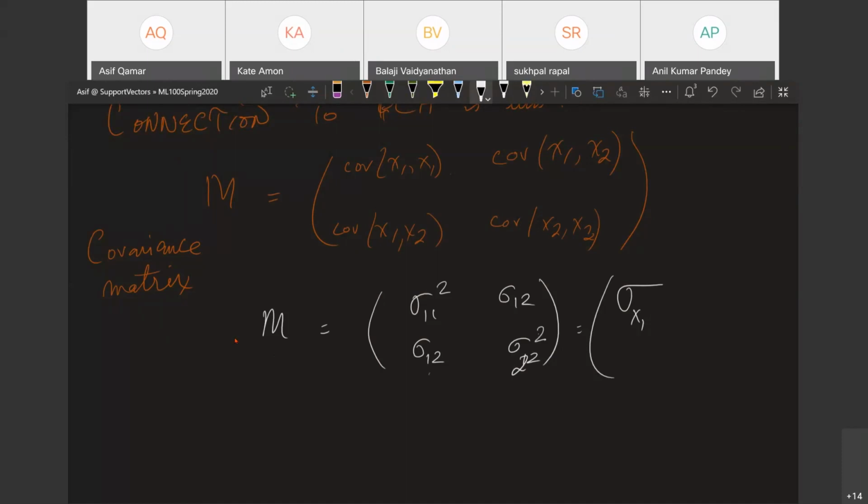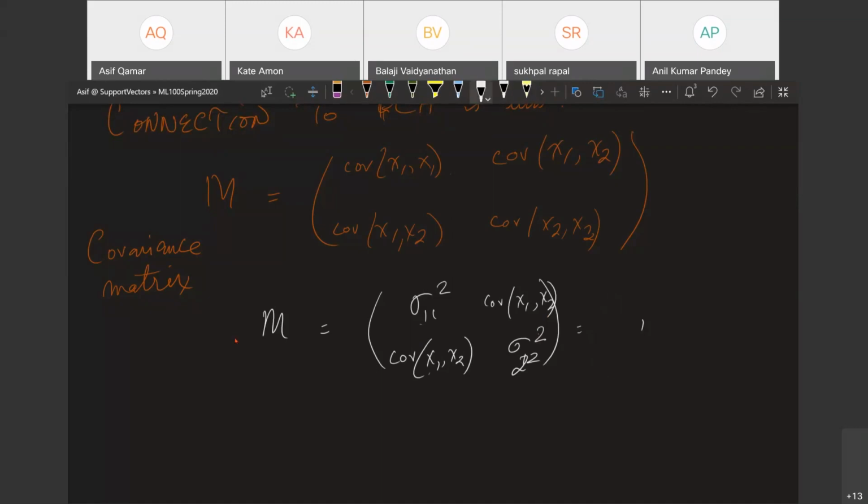Actually, how should I write it? Let me not use the word sigma. Sometimes people do that. Okay, let me just write it as covariance x1, x2, and covariance x1, x2. Why? If you remember, covariance of a thing to itself is nothing but the variance, which is sigma squared, right? So I won't write it in the other notation. Now here's the beautiful thing.